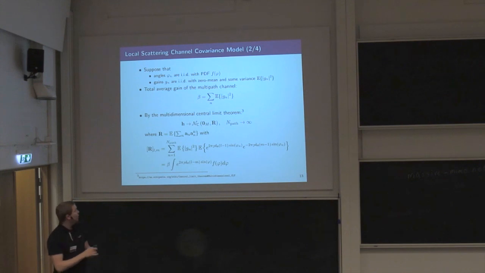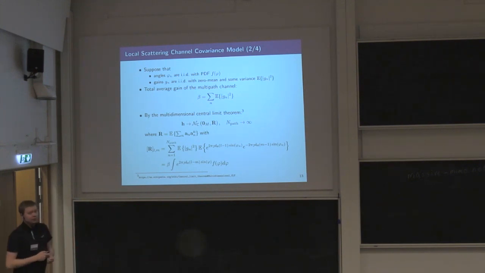So this is holding in probability when you have a large number of paths. If you now look at one of the elements, say row L, column M, and you expand this expression here, you will get a number of different things. Since I assume that the angles and gains are independent, I get one expected value over the gains and one expected value over the part that contains the angles. And this part here, the sum of the gains, was what I called beta.